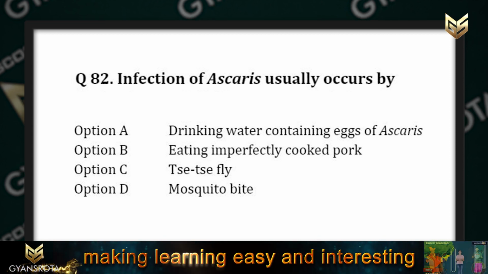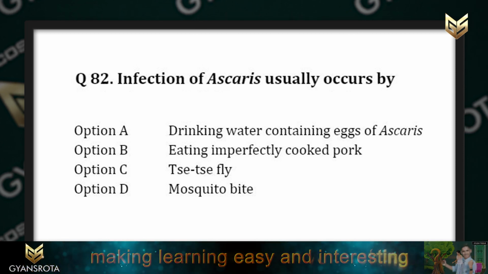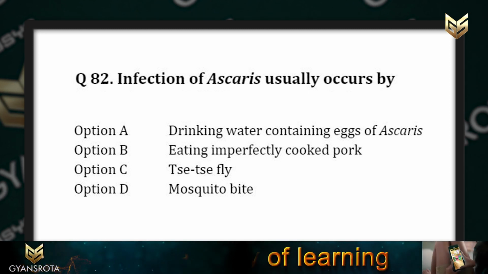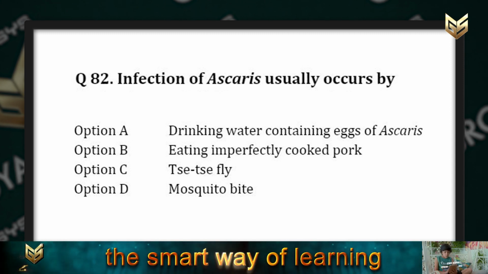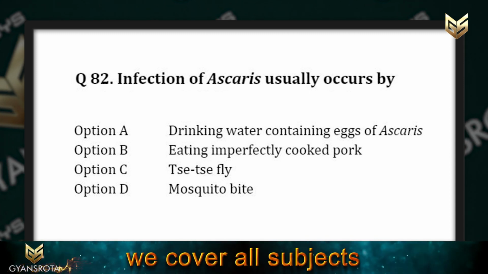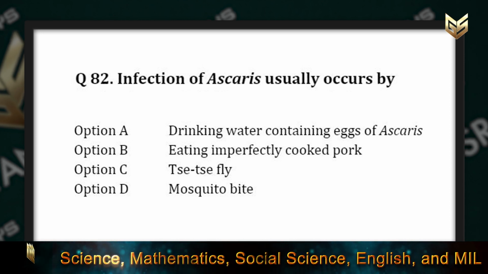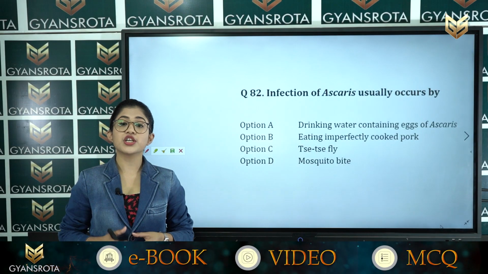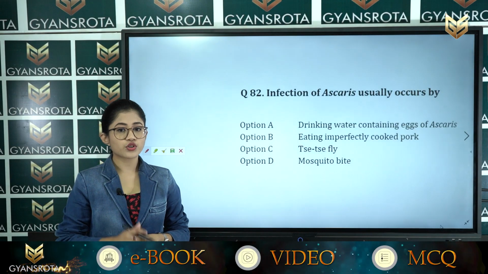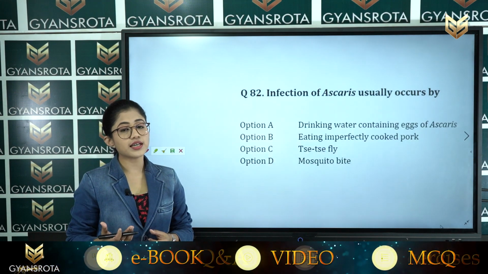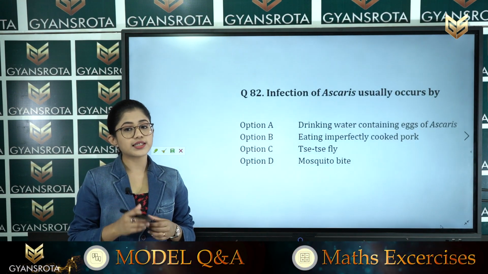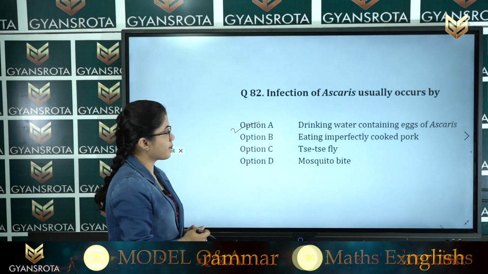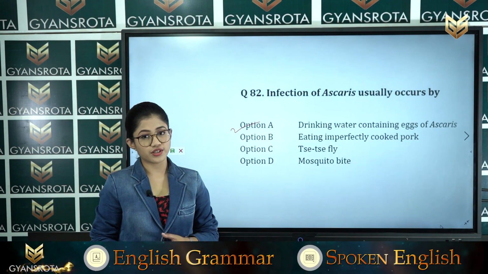Infection of Ascaris usually occurs by option number A, drinking water containing eggs of Ascaris. Option number B, eating imperfectly cooked pork. Option number C, tsetse fly, and option number D, mosquito bite. This is from the chapter Human Health and Disease. So, the infection of Ascaris usually occurs by drinking water containing eggs of Ascaris, which means option number A is the correct answer. Now, let us see the next question, that is question number 83.